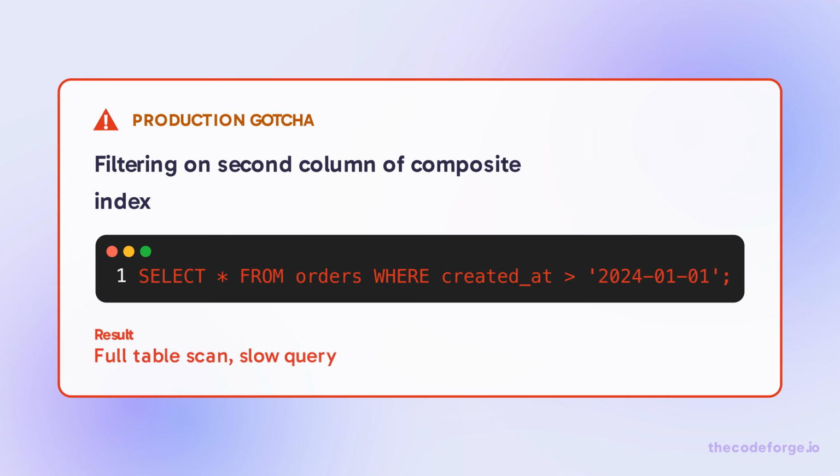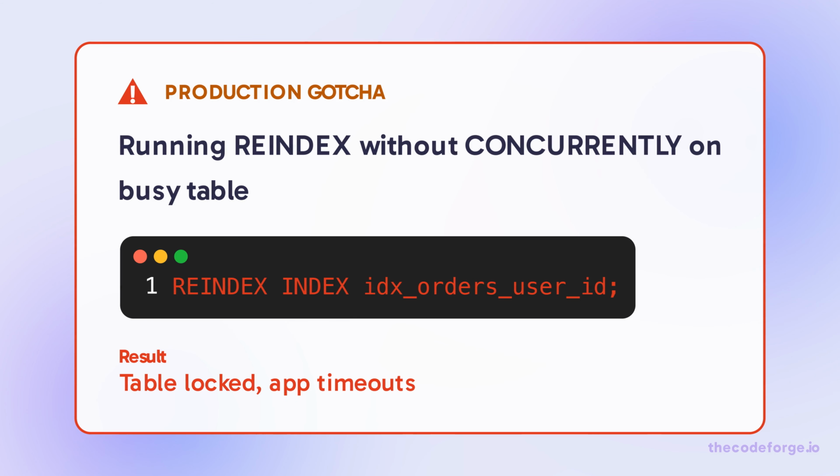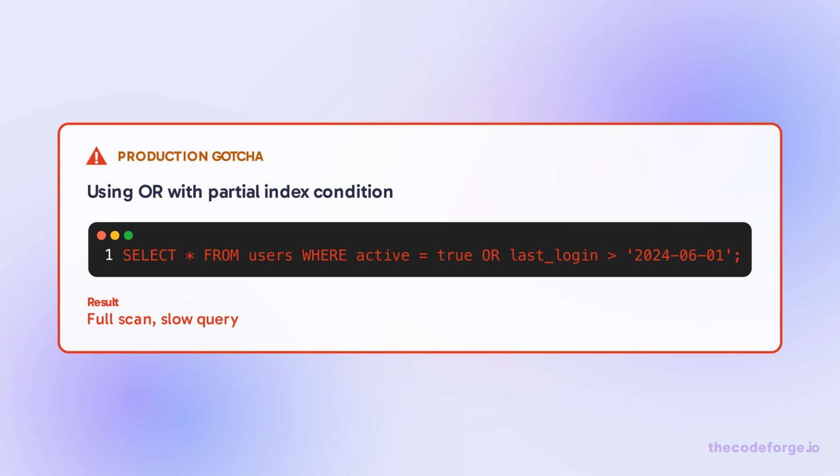If you have a composite index on userId, createdAt, and you filter only on createdAt, the index is useless. The leftmost prefix rule means the first column must be in the WHERE clause for the index to be used. Running REINDEX without CONCURRENTLY on a busy table locks it for writes, causing your app to time out. Always use REINDEX INDEX CONCURRENTLY in production. Partial indexes require the query's WHERE clause to be a superset of the index condition. Using OR breaks that, so the index is ignored.